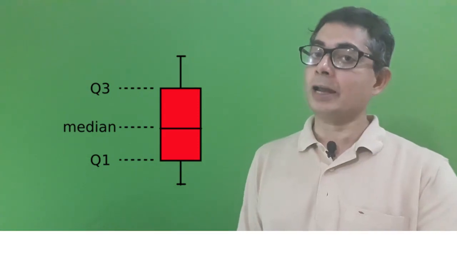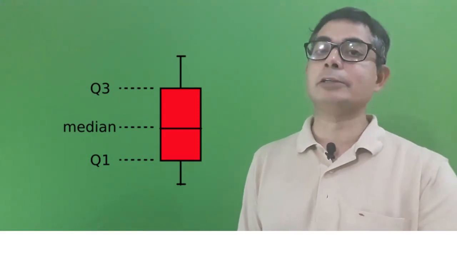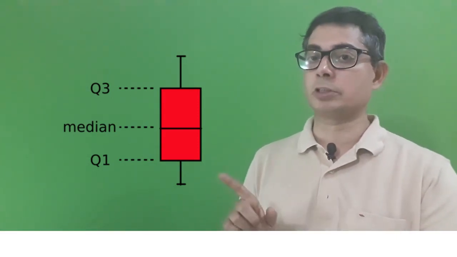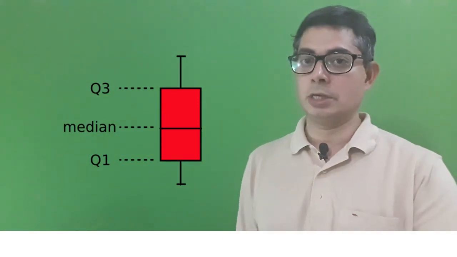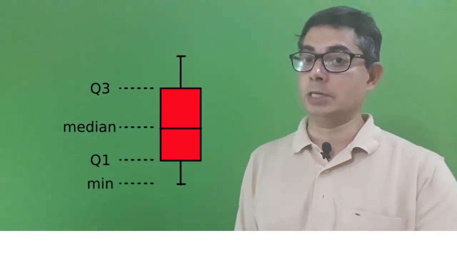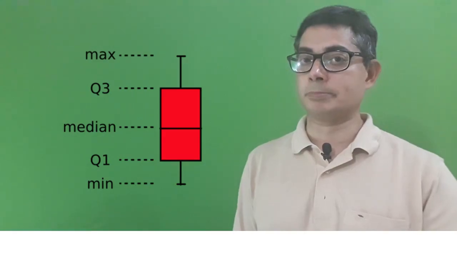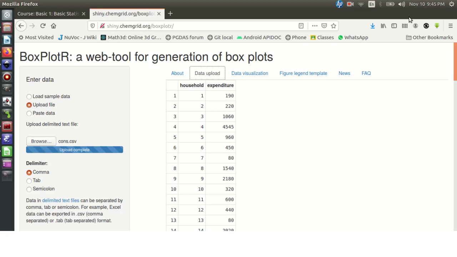Now, different variants of the box plot use different extents for the two whiskers. The simplest is from the minimum to the maximum. Okay, so we do not have enough tools in LibreOffice to compute box plots, to make box plots.